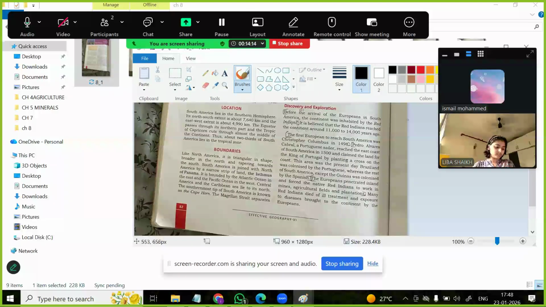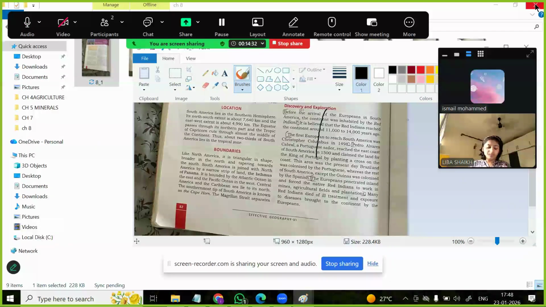So once these Europeans came, they pushed the Red Indians down south, and they made them do menial work, like agriculture, mining, and the plantations, all those things.